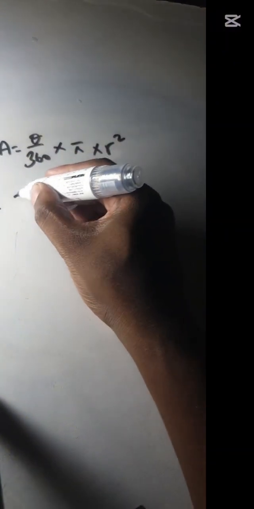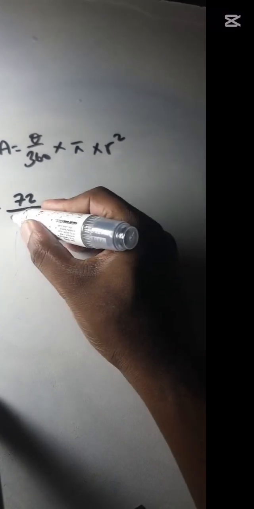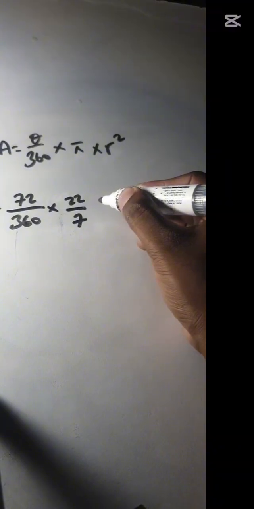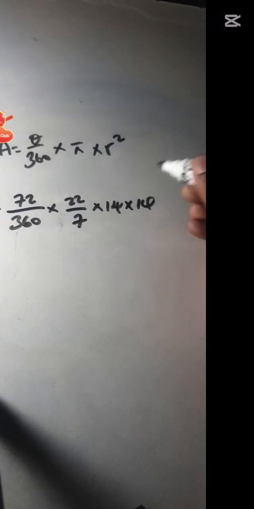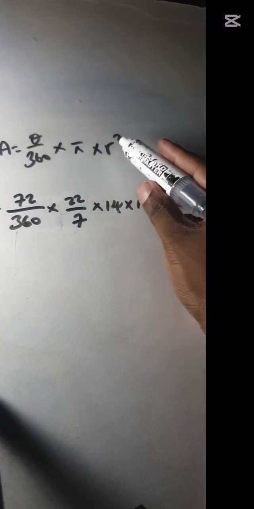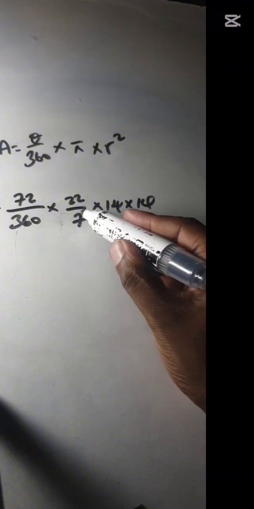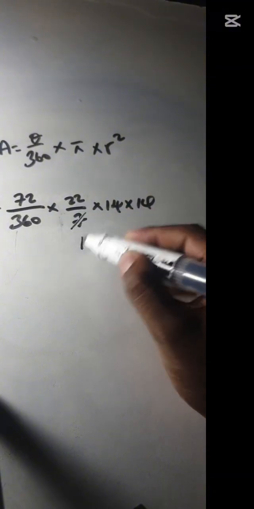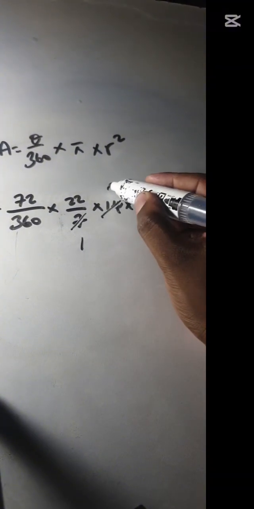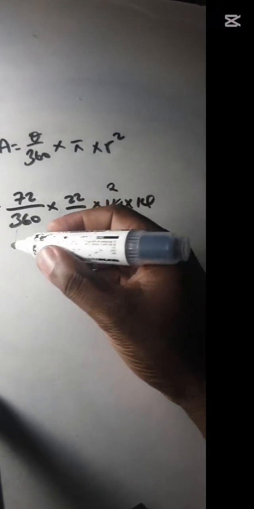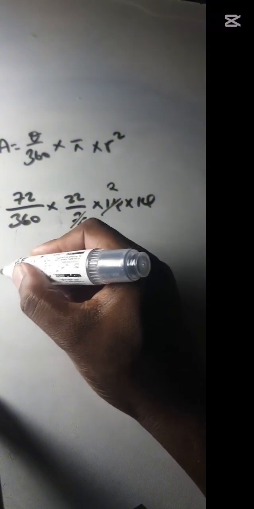Okay, we have 72 over 360 times 22 over 7 times 14 squared, which can be written as 14 times 14. All right, radius is 14 squared, so 14 squared is the same as that. Why did I split it? So that when I divide 7 there, 1, and 7 there, 2. You're seeing, right?